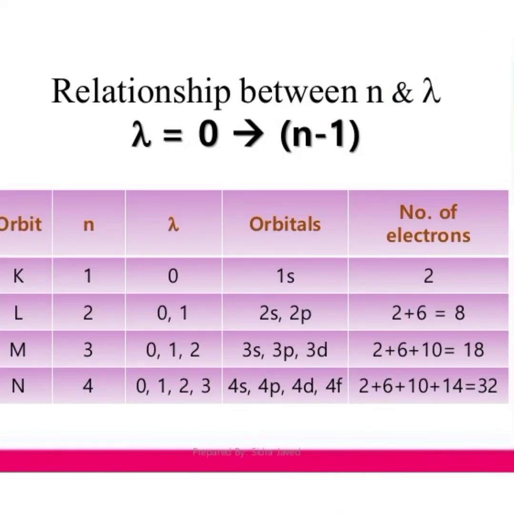So, the relationship between n and l, that is principal quantum number and azimuthal quantum number, is given by the formula n minus 1. If n is equal to 1, l will be 0, that is n minus 1 will be 0. If n is equal to 2, l is equal to 0 and 1. That is, it has 2 values. If n is equal to 3, the values will be 0, 1, 2. And each orbital represents 2 electrons.